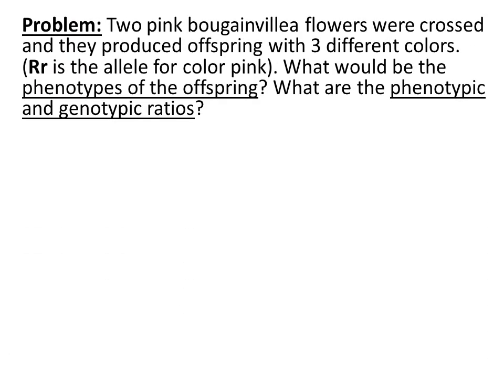Another problem is given in your module, page 10. What's more? So, two pink bougainvillea flowers were crossed and they produce offspring with three different colors. Big R, small r is the allele for the color pink. What would be the phenotypes of the offspring? What are the phenotypic and genotypic ratios?